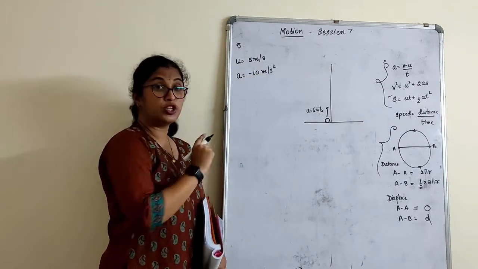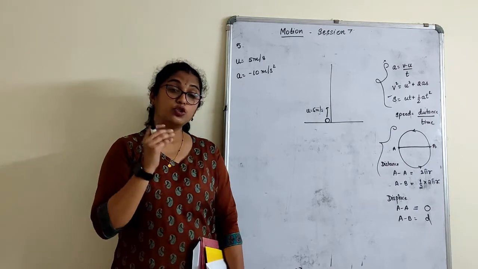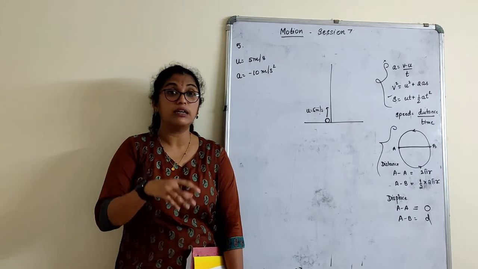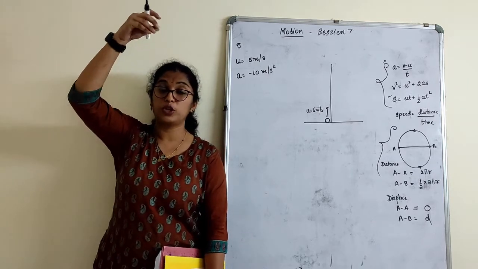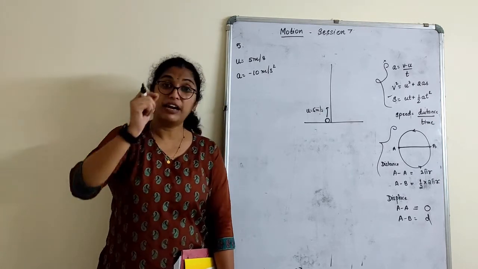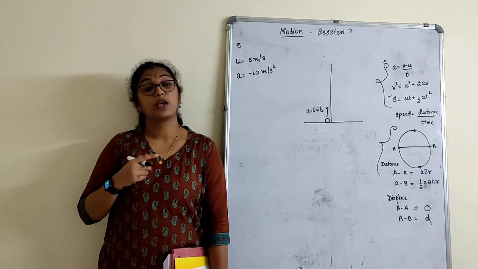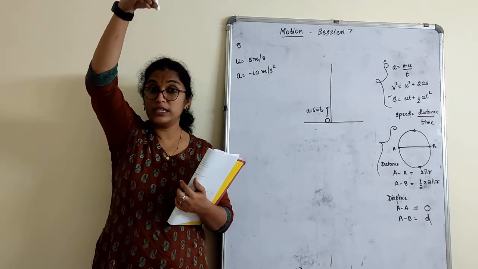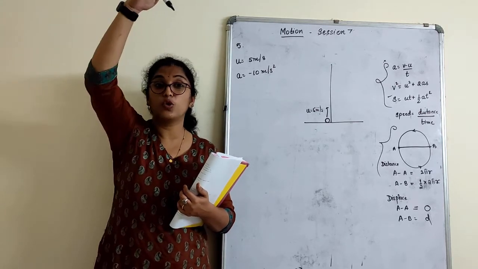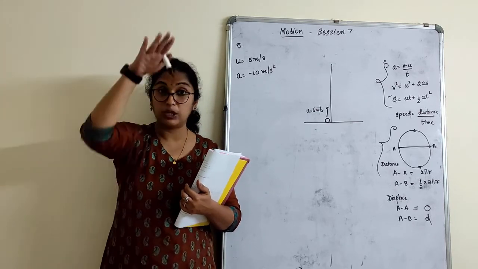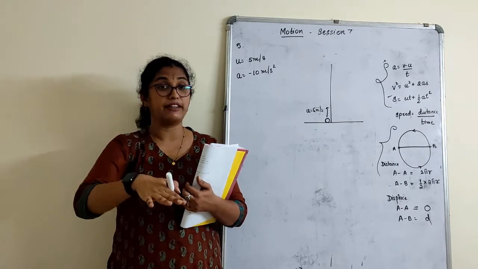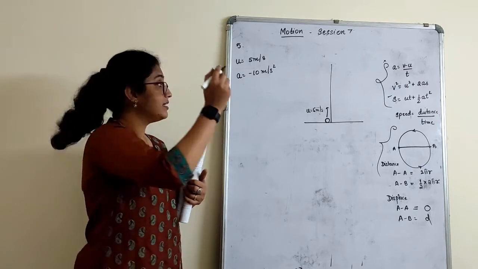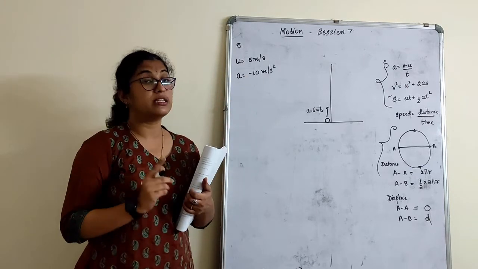But if the same question I will change in a different way, a stone is thrown from the top of the terrace and reaches the ground, with acceleration 10 meters per second square. The stone is thrown. That means it is going towards the earth, towards G, gravity. Acceleration is positive. This one is going against the gravity, so consider acceleration is negative.